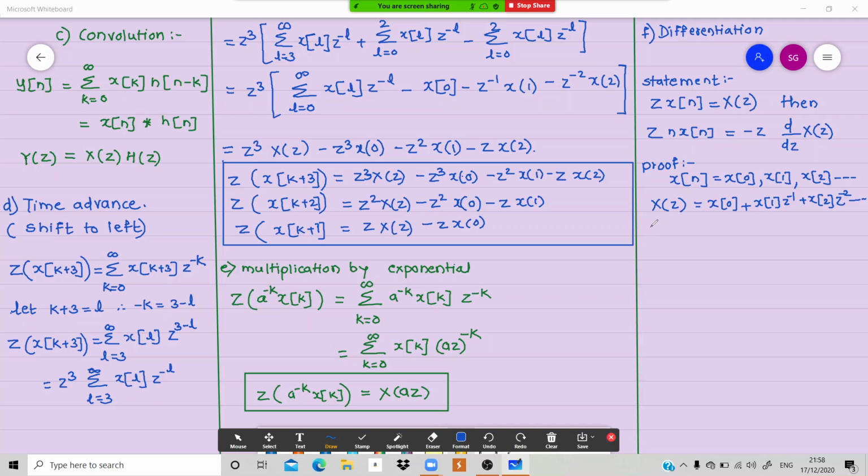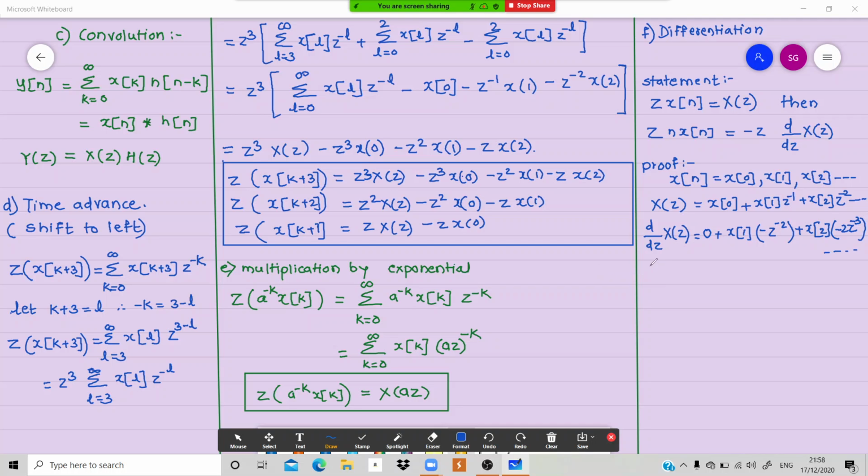Now if you differentiate this, d/dz of X(z), then this first term is constant, so it will become 0. This is x1 constant, z raised to minus 1, so minus z raised to minus 2, plus x2, and for this minus 2, z raised to minus 3, and definitely this will continue.